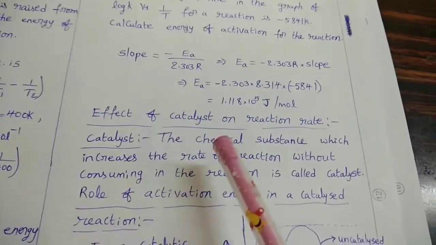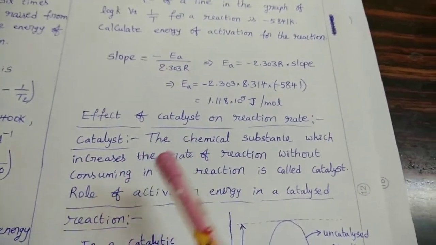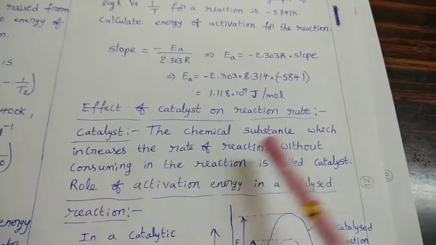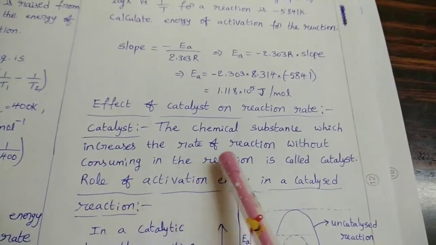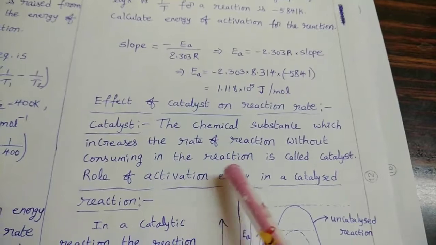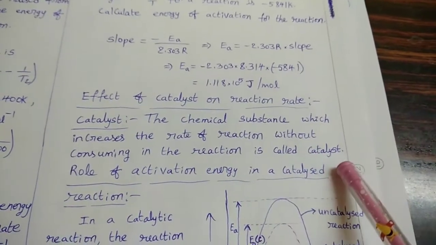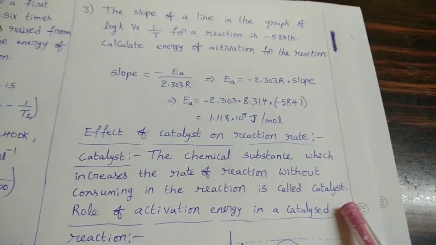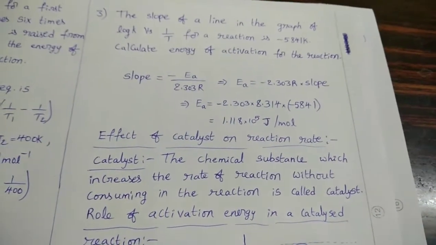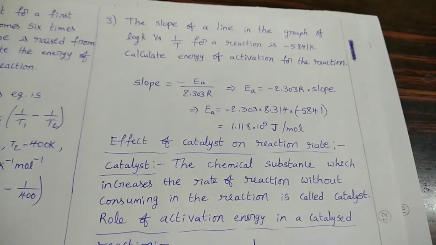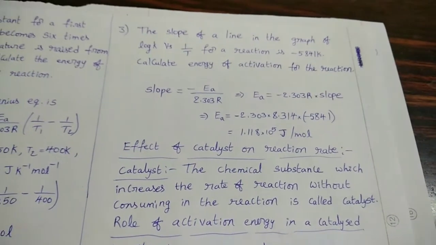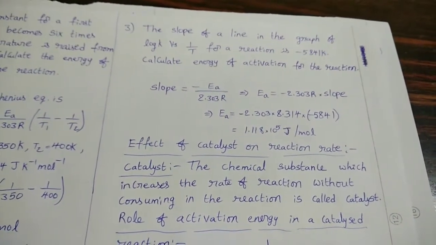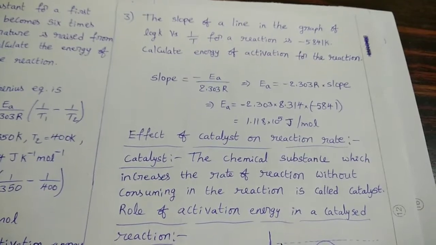Next, effect of catalyst on reaction rate. First of all, what is a catalyst? A chemical substance which increases the rate of reaction without being consumed in the reaction is called a catalyst. Generally, to increase the speed of a chemical reaction, we use a chemical substance. That substance is not consumed in the reaction, it just increases the speed of the chemical reaction, and that is called a catalyst.